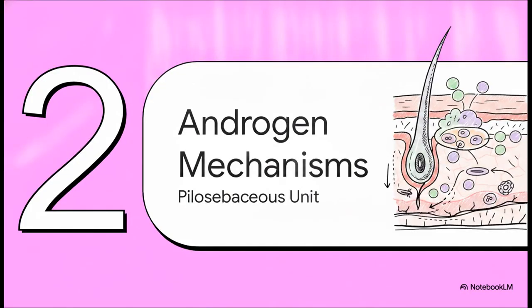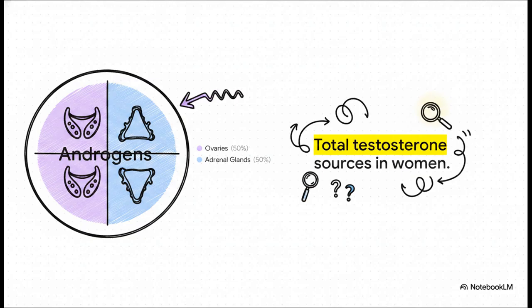Moving right along to Section 2, mechanisms of androgen action. To effectively treat the problem, we first have to understand the cellular mechanics and the sources of circulating androgens in women. They're split right down the middle, literally 50-50. 50% originate from the ovaries and 50% come from the adrenal glands. This even split is exactly why our diagnostic workup has to evaluate both potential sources when we're hunting for the root cause of hyperandrogenism. It's like a giant puzzle, and you need to check both sides of the board.